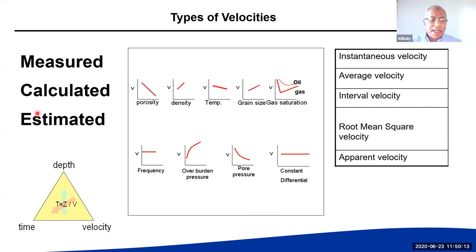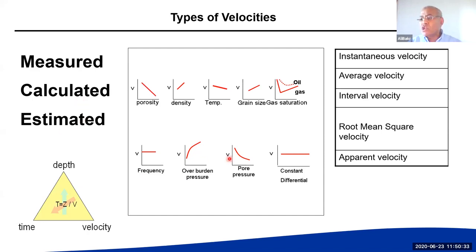So the last one is the least for the accuracy. Less accuracy, and then accuracy changes as you go up. Then any names like instantaneous, average, interval, root mean square, apparent, any one of those could be measured, could be calculated and could be estimated.